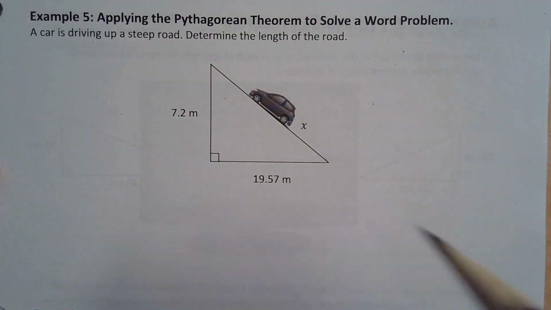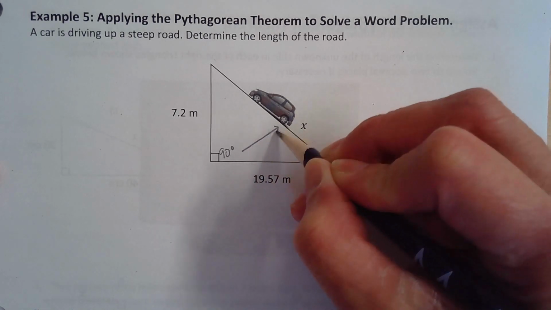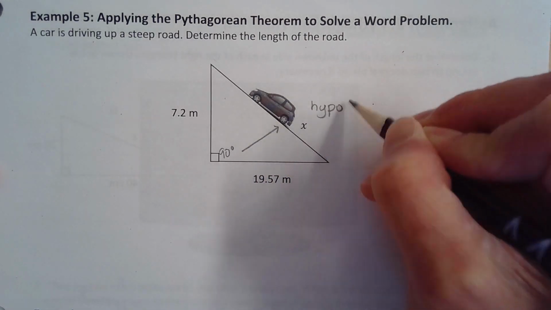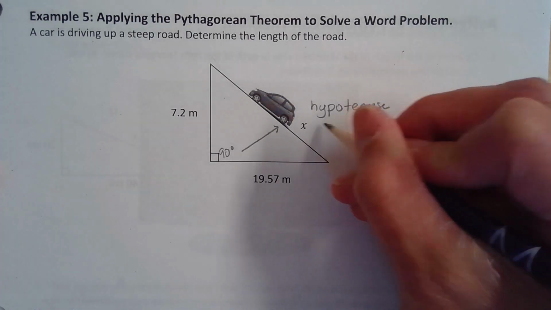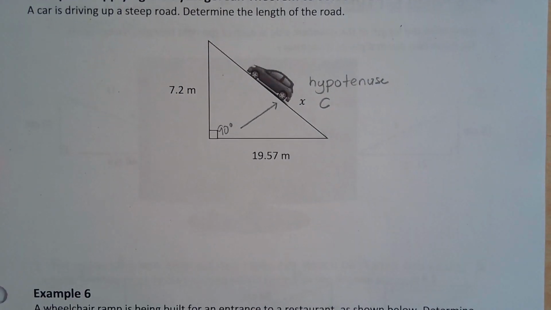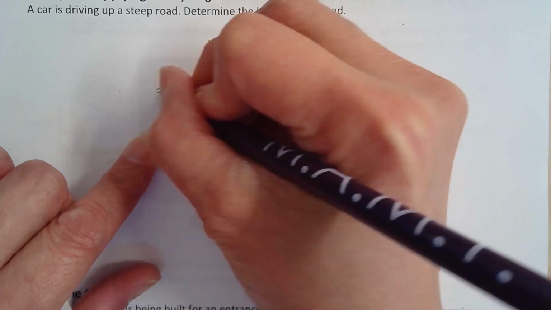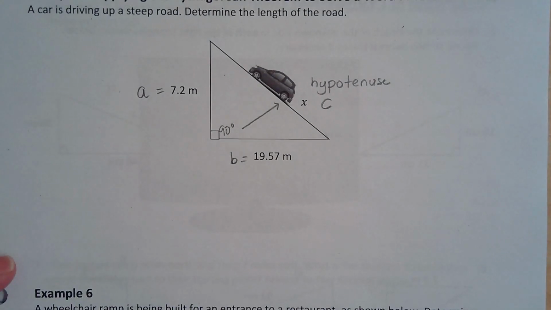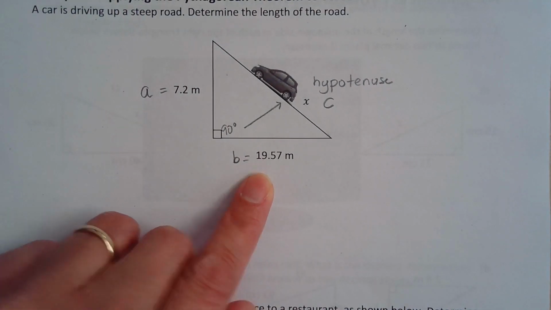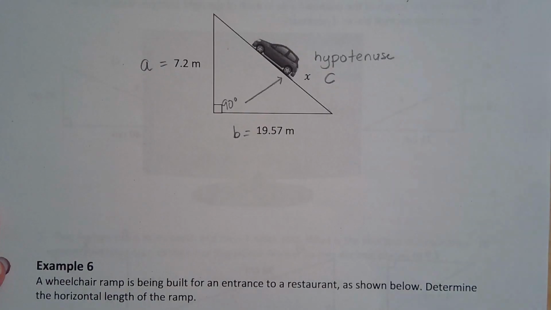Okay. Here's my 90-degree angle. So right across the 90-degree angle is the hypotenuse. And since that's the hypotenuse, that's the C value. These two are the A and the B. You can mix them up. You can say that this is A and this is B. It will be the same thing. Okay. So let's go ahead and try this one.